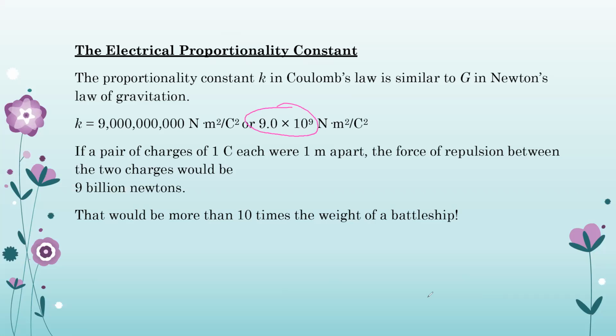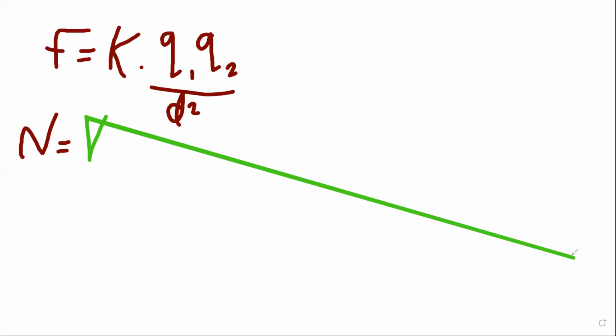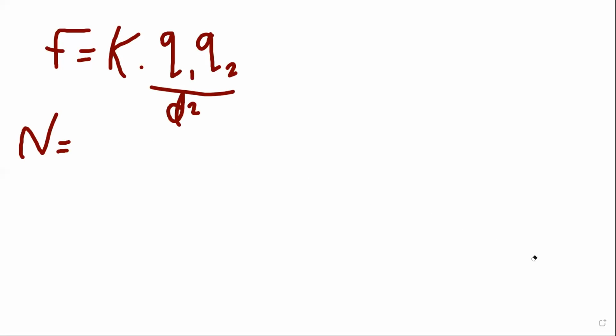Where do we bring this unit from? We say that the force is K times Q1 Q2 over D squared. Let's write them now as units. Newton. The unit of K, we don't know it. We have to find it. Let's keep it as K.